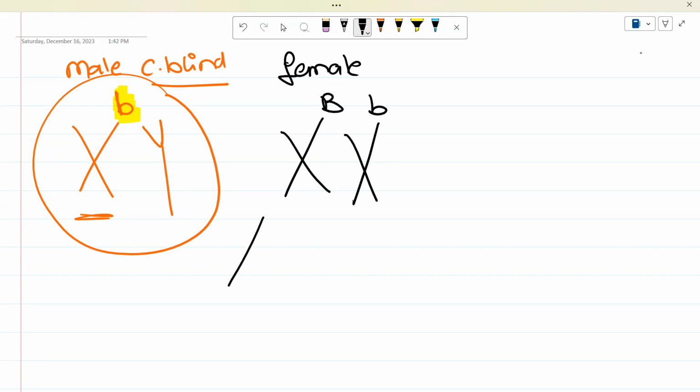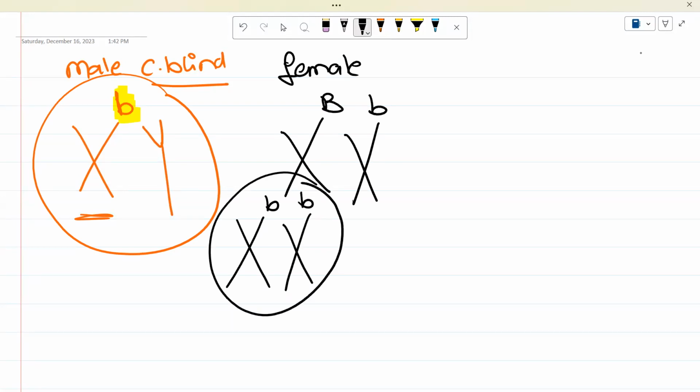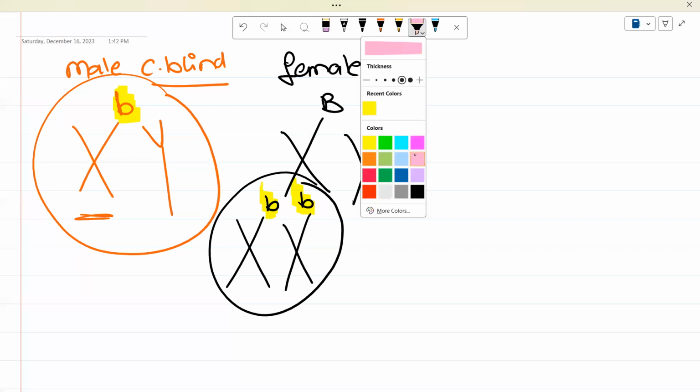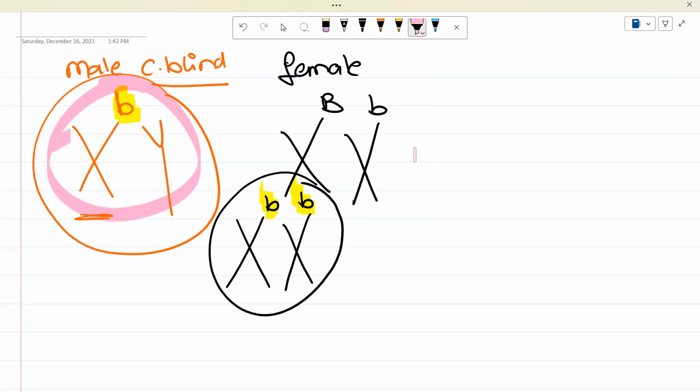She is X^B X^b. Yes, and this genotype is actually rare. That's why it's not common for sex-linked diseases to be present in females, because they have to inherit two recessive alleles, and this is very rare. She's very unlucky if she inherits two recessive alleles. In males, only one recessive allele is enough to cause the disease. Okay, I have different colors and I'm exploiting the situation.